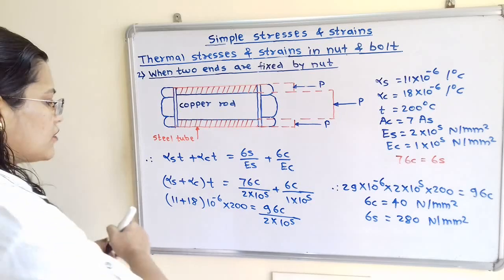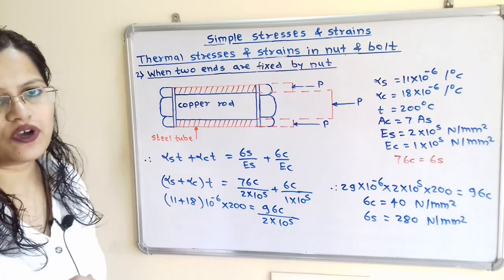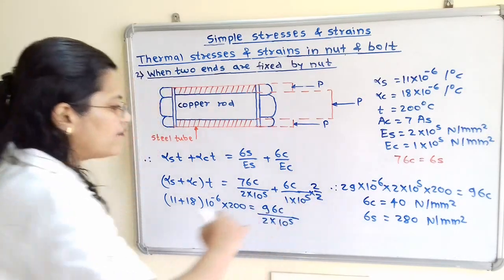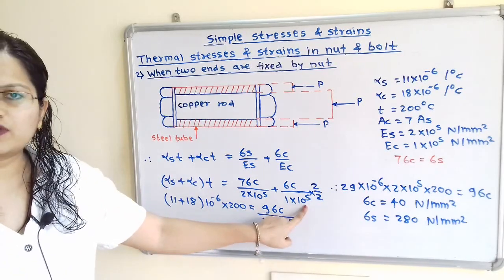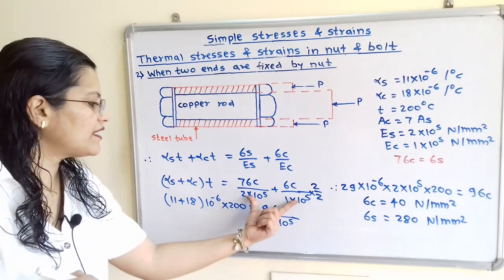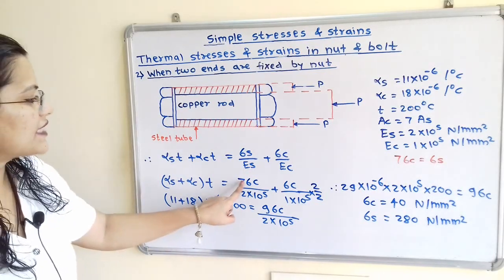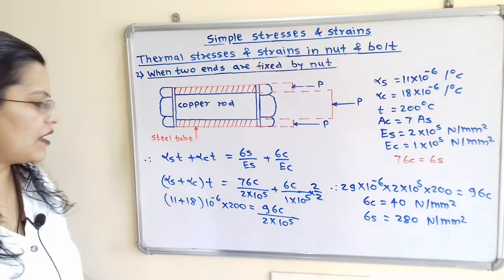Now if we observe the denominator, we will take the common denominator. So we will multiply by 2 by 2. If we multiply, then this denominator will become 2 into 10 raised to 5. This 2 into 10 raised to 5 term we will transfer to the left hand side, and here 7 sigma C plus 2 sigma C is equal to 9 sigma C.